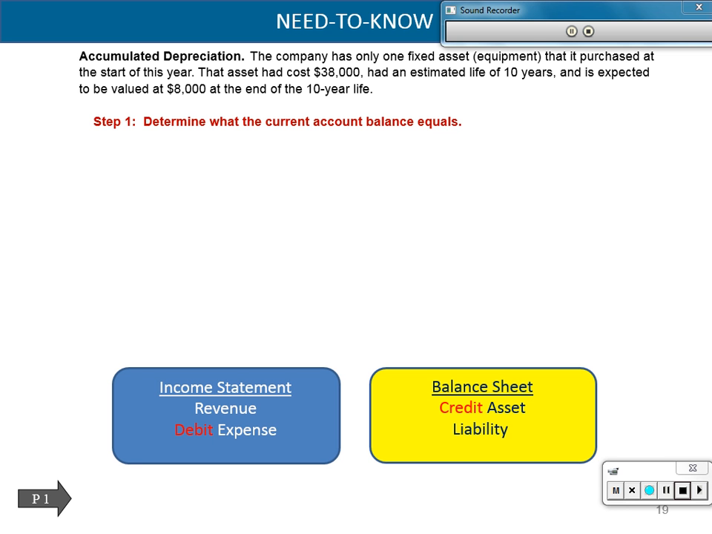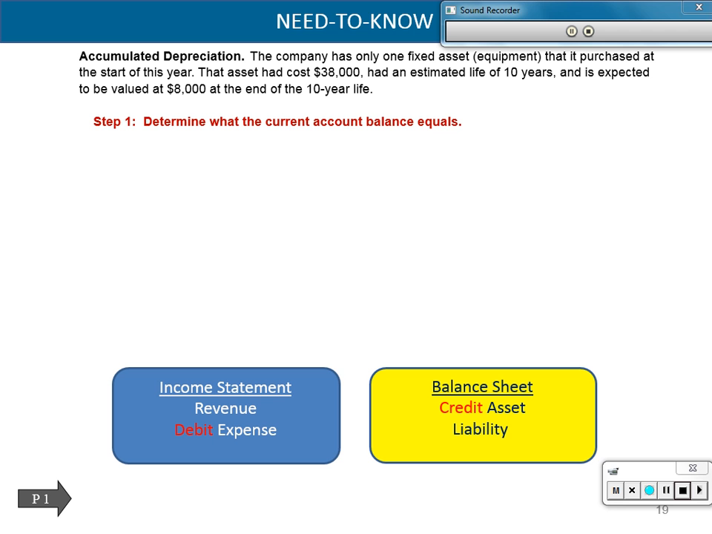So this asset cost us $38,000, so that's what we're going to recognize it as, right? It has a 10-year life. Now the thing is, we have to determine how much depreciation we recognize a year. Well, if it's 10 years' worth, 38,000 divided by 10 is what? 3,800 a year that this asset depreciates for 10 years.